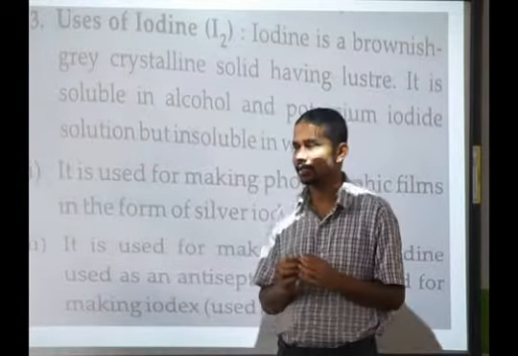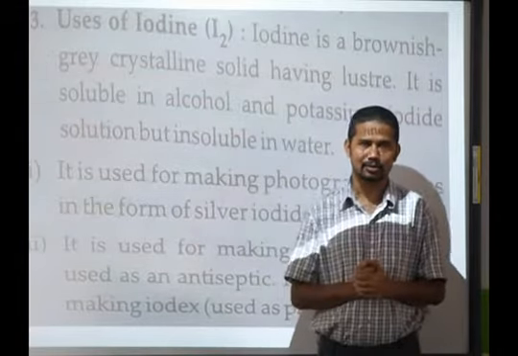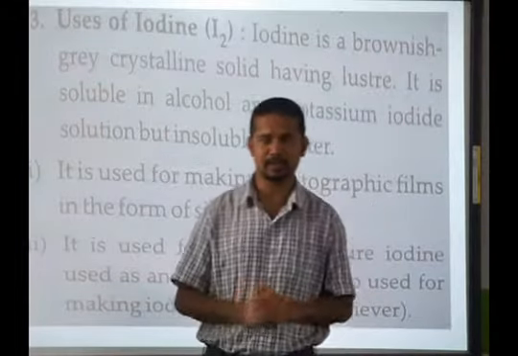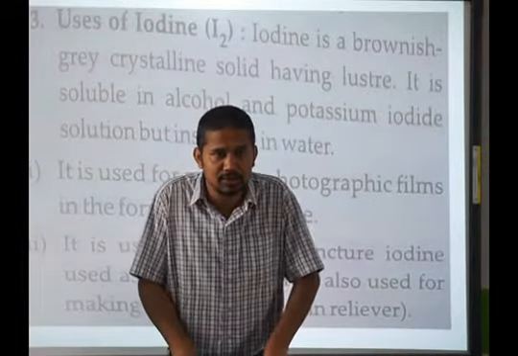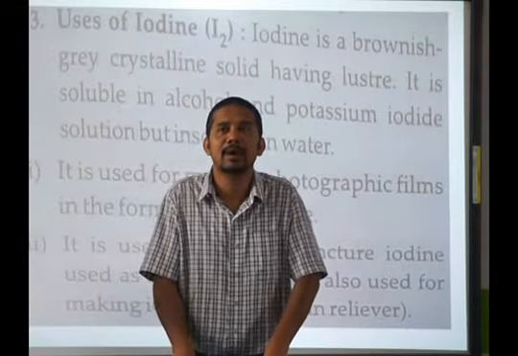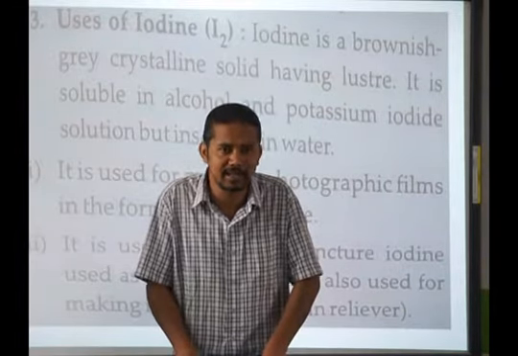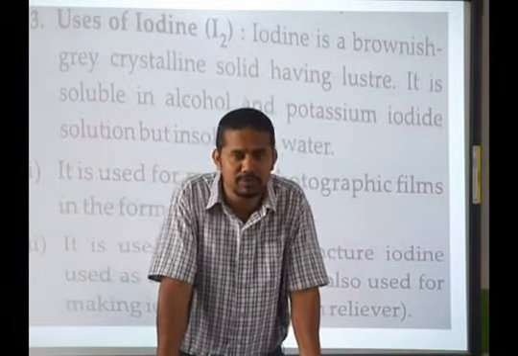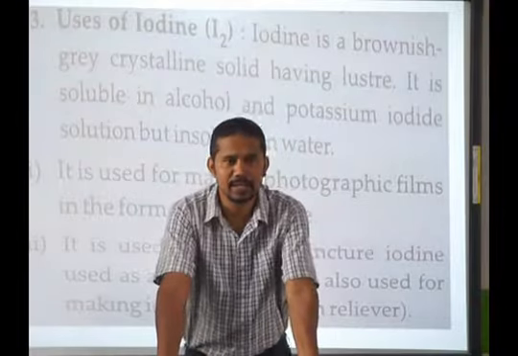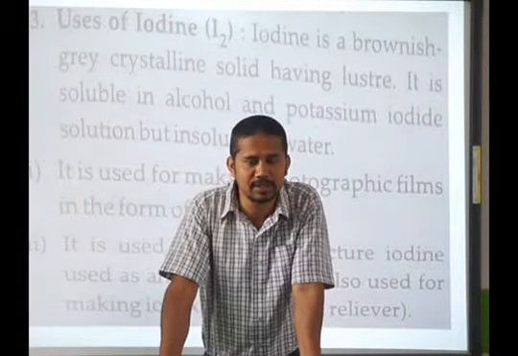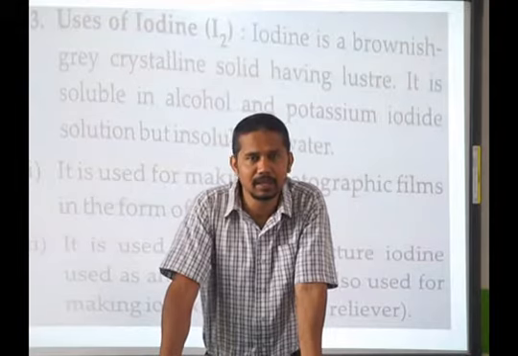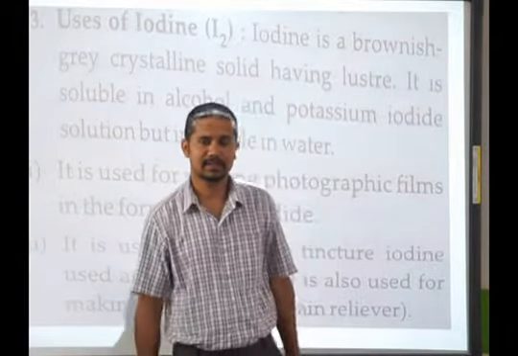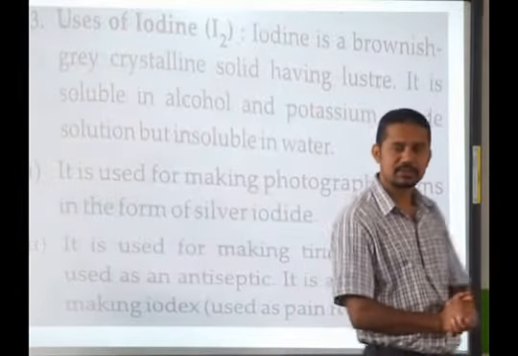And iodine is lustrous also. Being a non-metal, iodine is a lustrous non-metal. So if someone asks you to name a lustrous non-metal, then don't say that non-metals are non-lustrous. Of course you will be right if you say non-metals are non-lustrous, but there are exceptions. For example, graphite is also lustrous, and iodine is also lustrous.